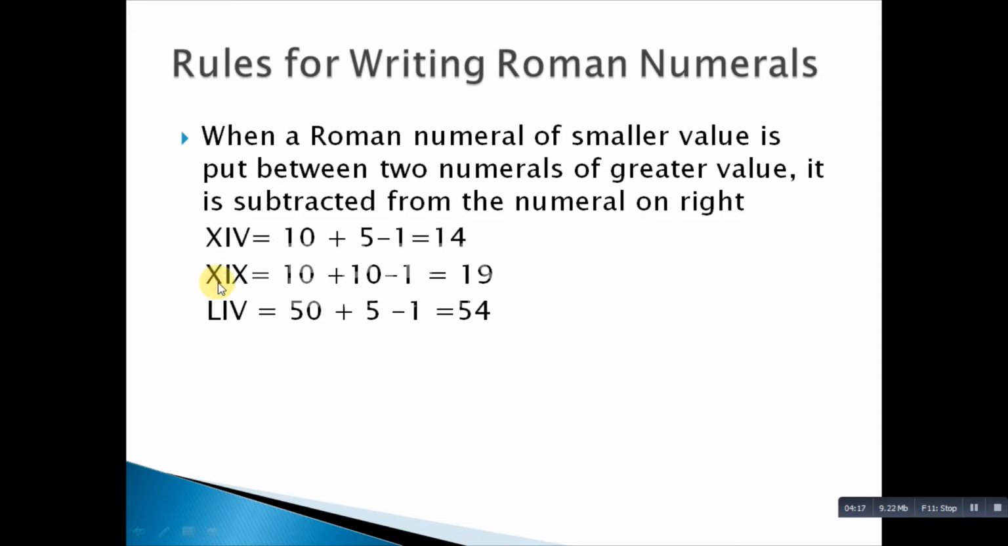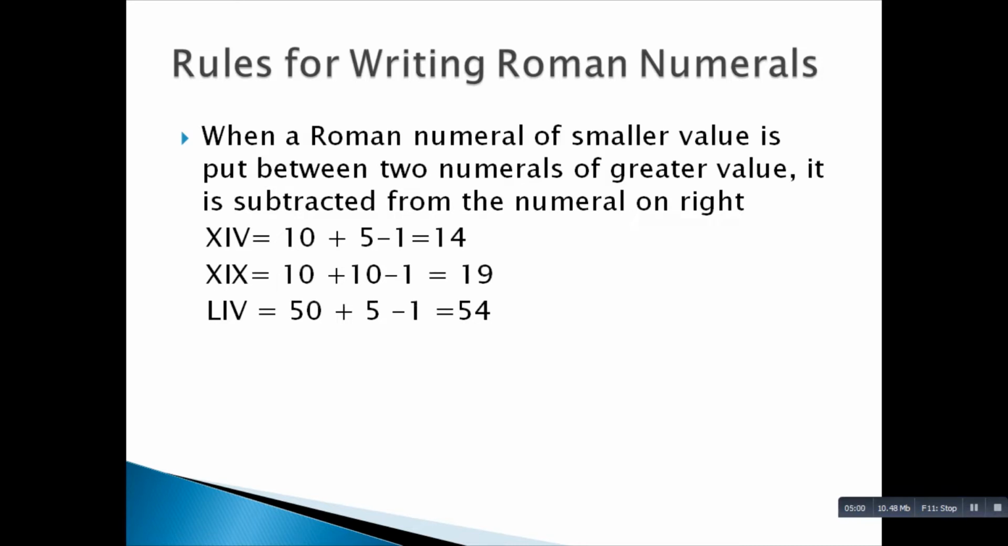And similarly you can see X means 10 and then this X also means 10, and from this 10 we will be subtracting 1. So this is equal to 19. And L, you know L means 50 and V means 5, and in between this I is coming. So this means 50 plus 5 minus 1. It means this is equal to 54. So these are the different rules which you have to keep in mind while converting anything into Roman numerals. Now a few other things are also there that you have to understand in case of Roman numerals.